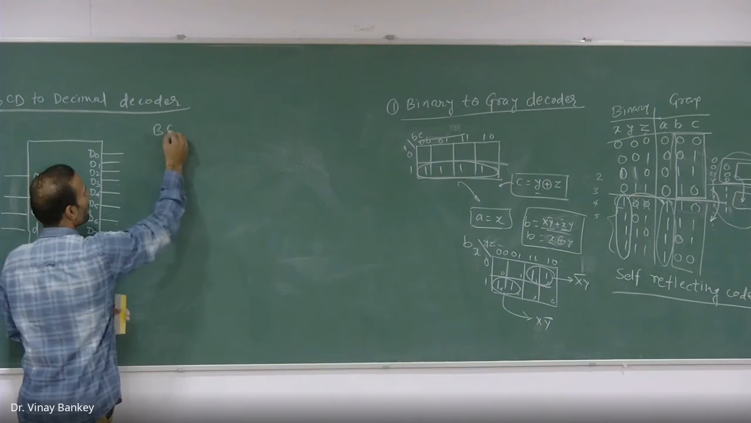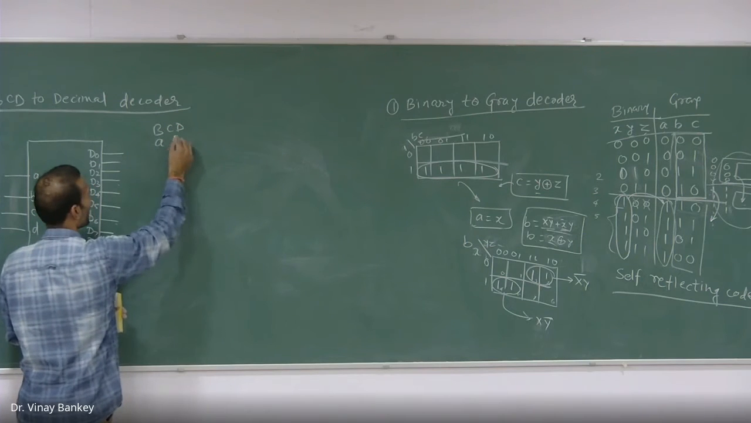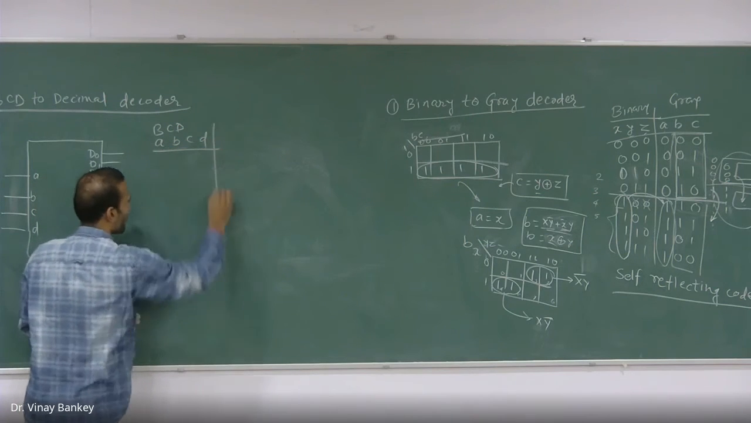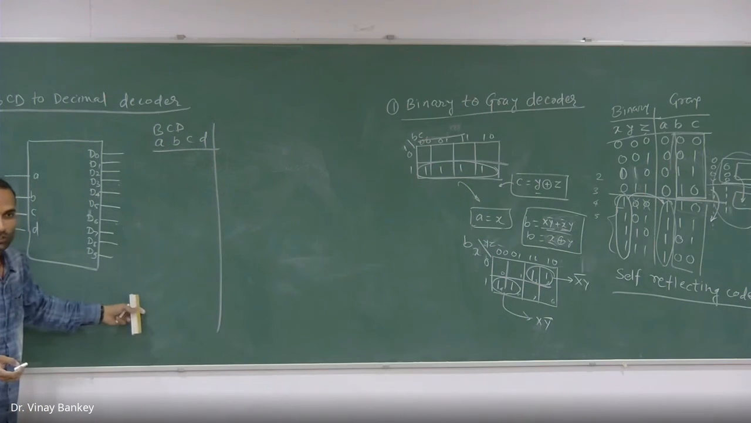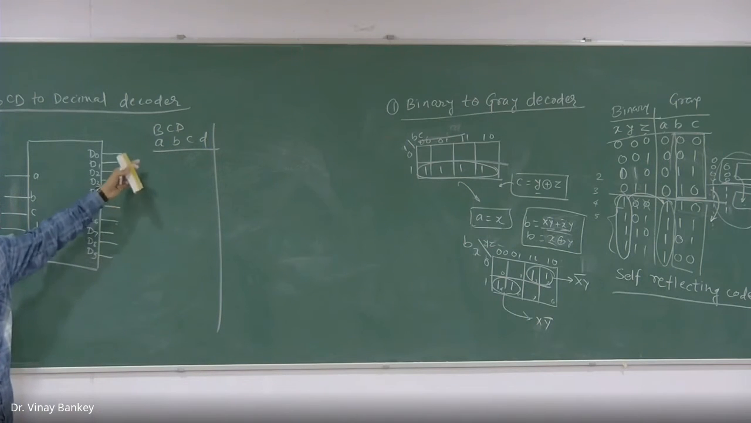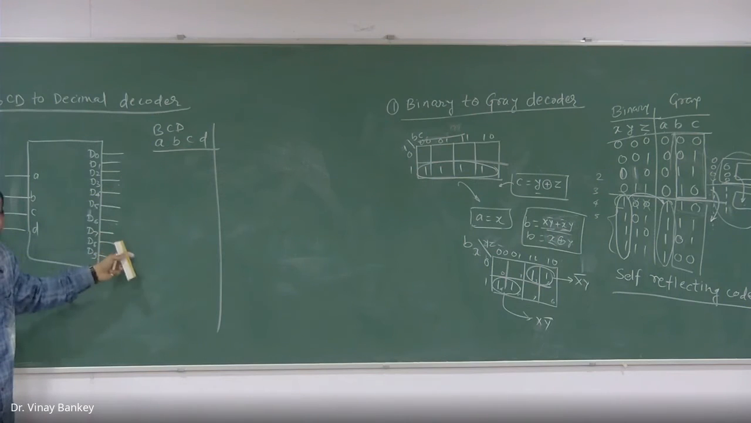BCD, you have BCD numbers at the input, and they are A, B, C, D. So there will be 16 combinations, but we will be interested only in the 10 combinations, 0, 0, 0, 0 to 1, 0, 0, 1.